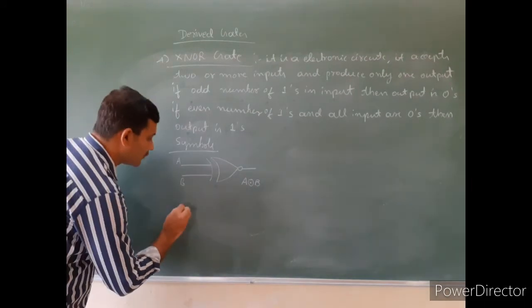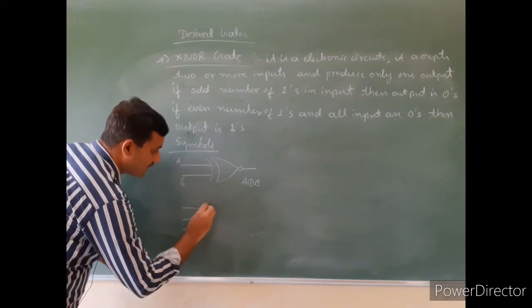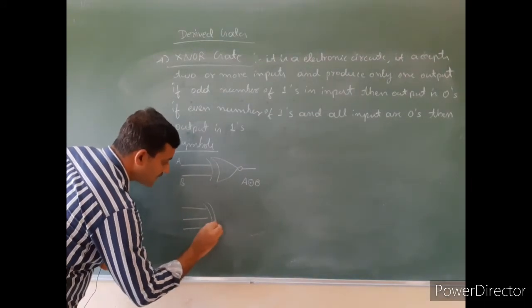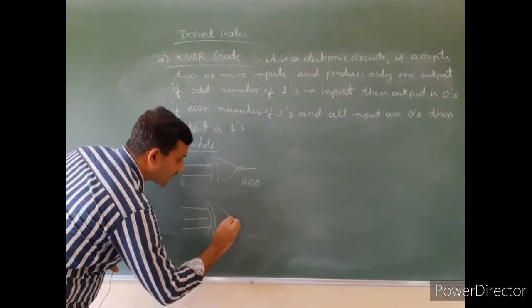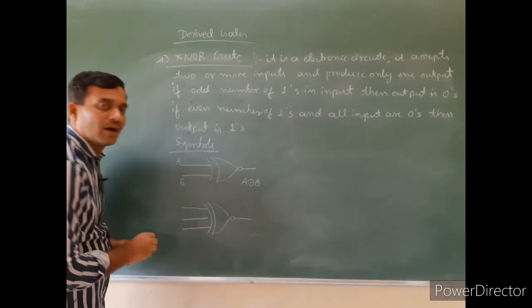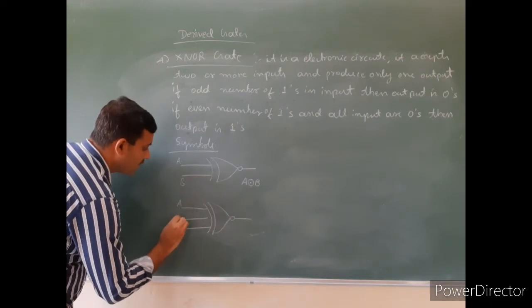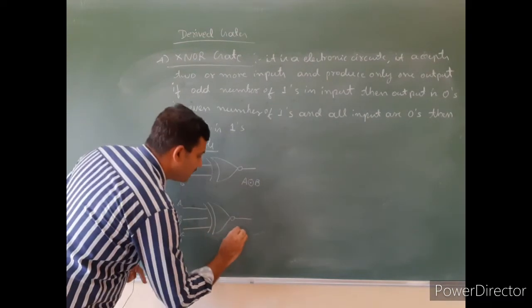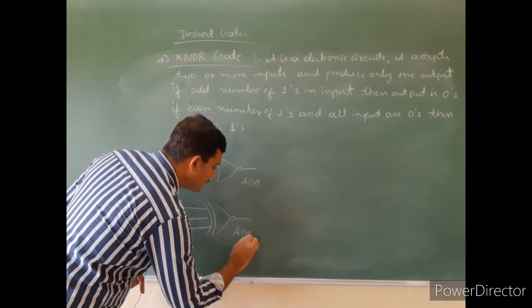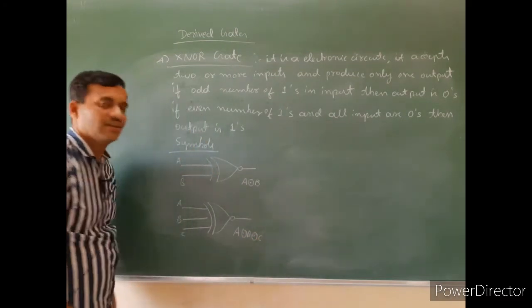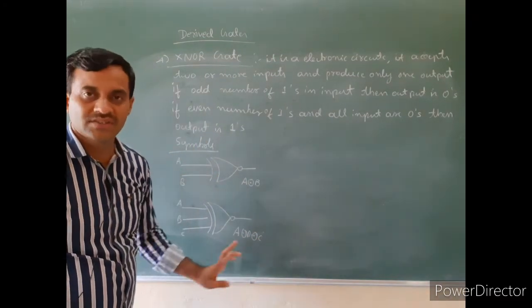If there are 3 inputs, then we have to write the 3 input lines. Then there is an XOR gate, then an inverter bubble at the output side. A, B, C are the input signals. The output is A XNOR B XNOR C.